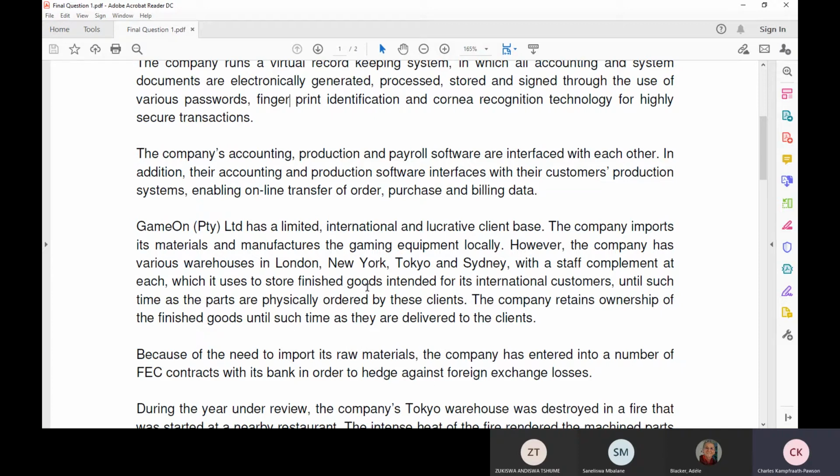The company imports its materials and manufactures the gaming equipment locally. However, the company has various warehouses in London, New York, Tokyo, and Sydney, with a small staff complement at each which it uses to store finished goods intended for its international customers. Until such time as the parts are physically ordered by these clients, the company retains ownership of the finished goods until such time as they are delivered to the clients.